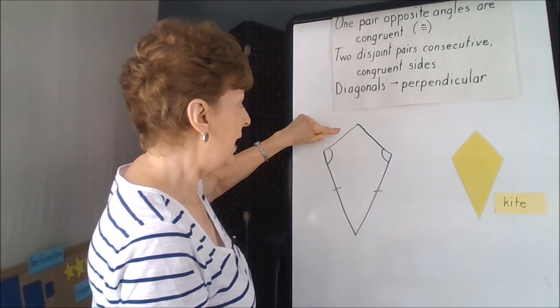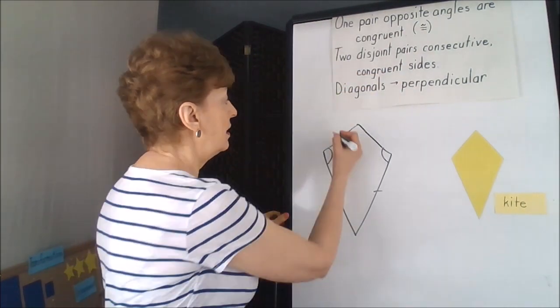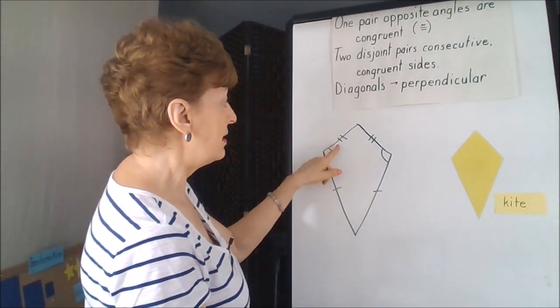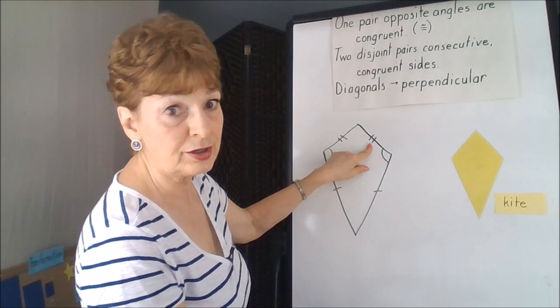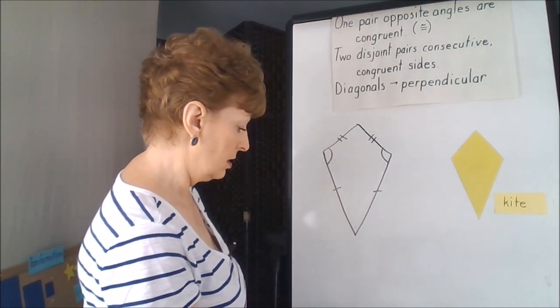The other pair of disjoint congruent sides are these two. Congruent means they are the same measure. That's why I use different hash marks for those pairs.